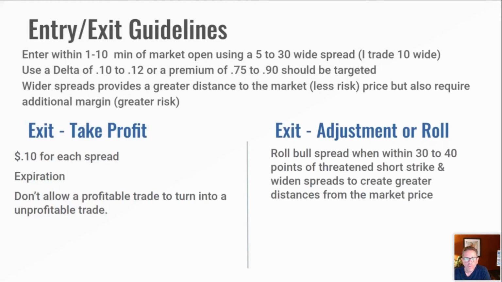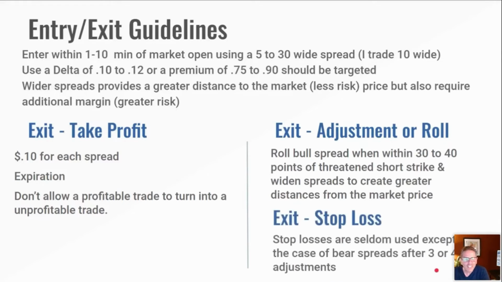All right, so let's talk a little bit about exit, adjustment, or roll. I roll bull spreads within 30 to 40 points of a threatened short strike. So you don't want to let it go into the money. And then you want to widen some spreads at times when the market is going against you. We'll go through that, and it gives you greater distance from the market. And again, I'm going to be able to take all the questions that you have, so hang in there.